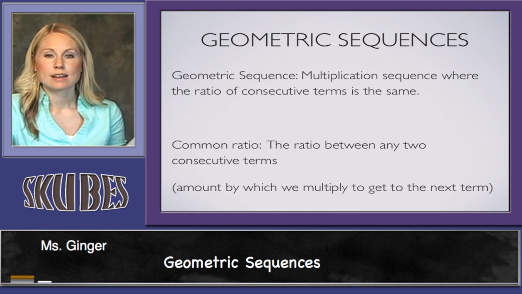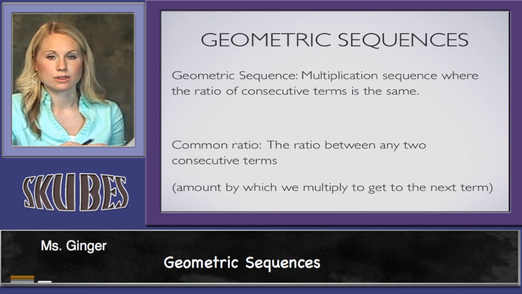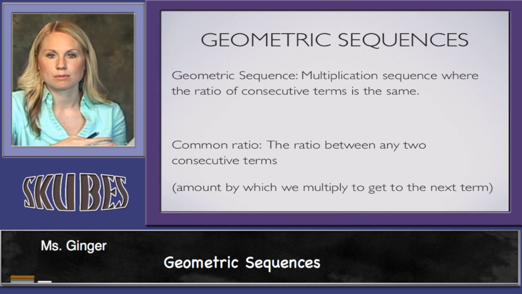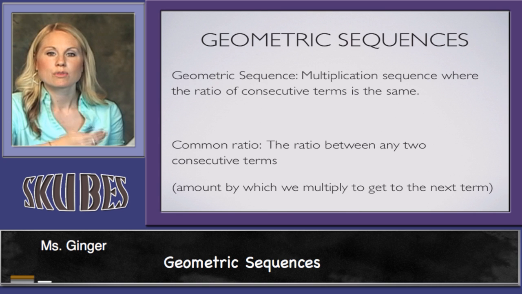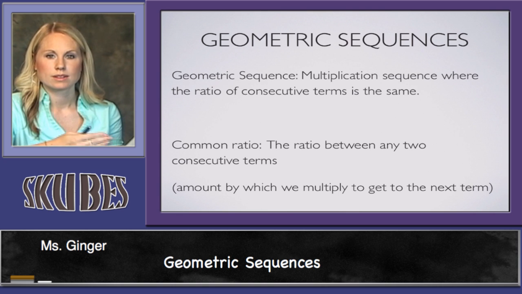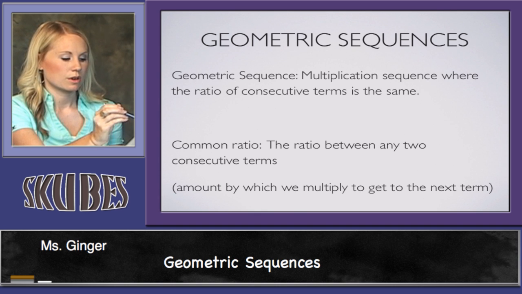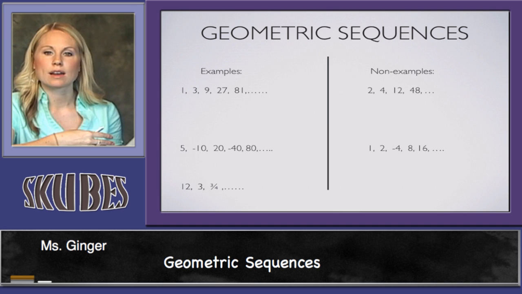So not only does it have to be a multiplication pattern that you see to know that you're dealing with a geometric sequence, but it also has to be a constant multiplication pattern, meaning from one term to the next, to each other term, we have to see that it's been multiplied by the same amount each time. So we're going to be on the lookout for that kind of pattern.